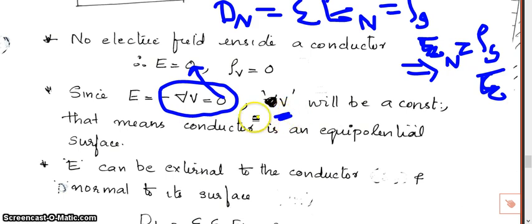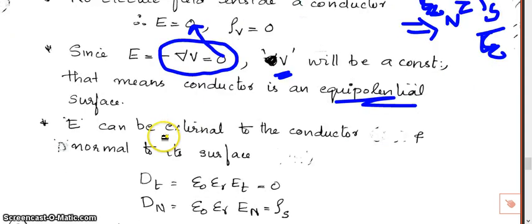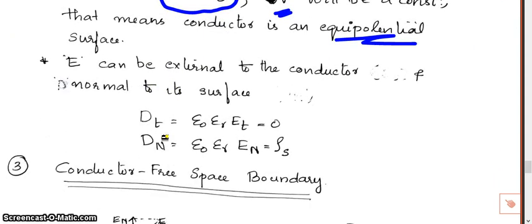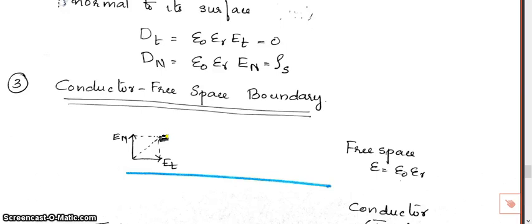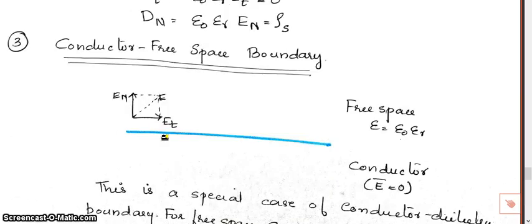If V is constant, then del V will be 0. We studied earlier that if V is constant over a surface, then that particular surface is known as an equipotential surface. So this particular surface, across a boundary of a dielectric conductor medium, is equipotential. And that's all in this section. Next we will see the conductor free space boundary.